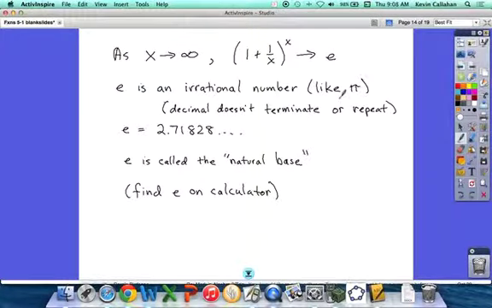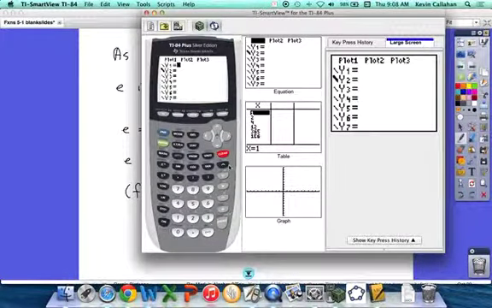In fact, if you look on your calculator, where do you see the pi? Pi is on the caret key right there. Look one down from that and see what's above that. That's E, okay?